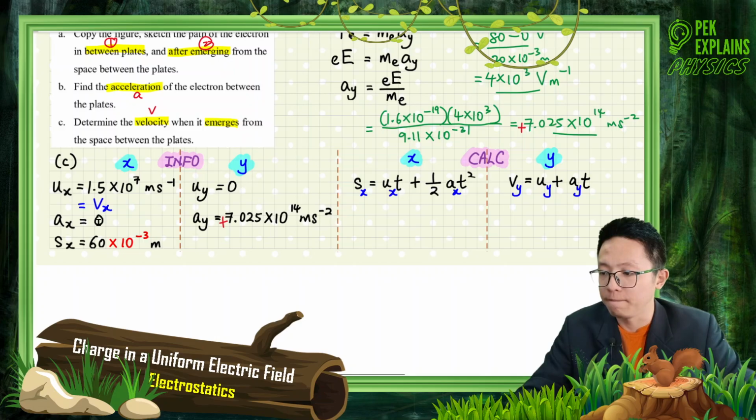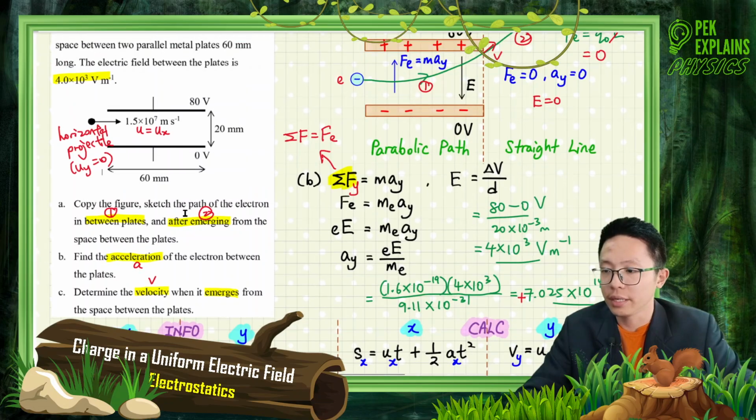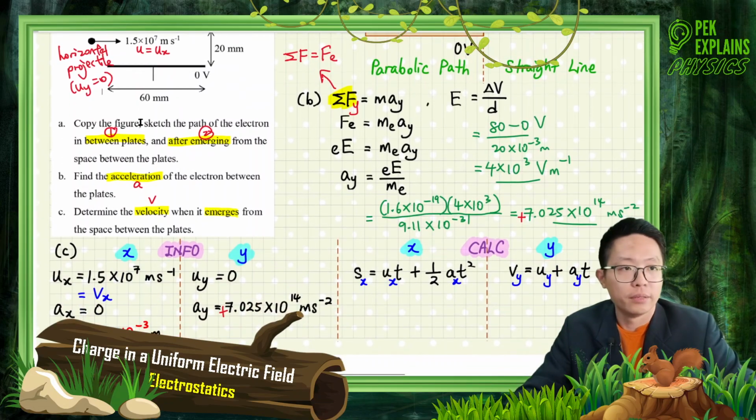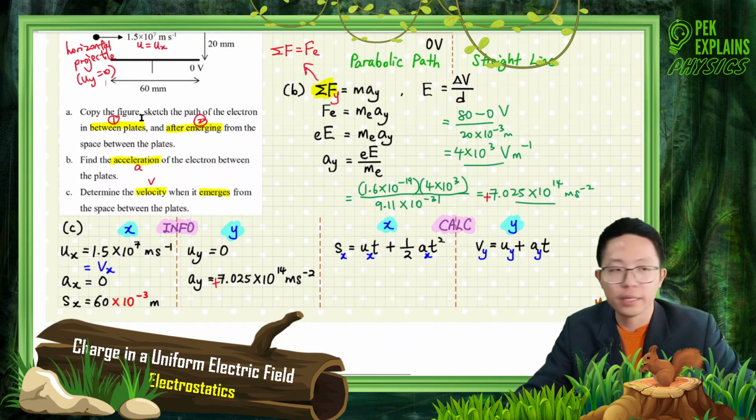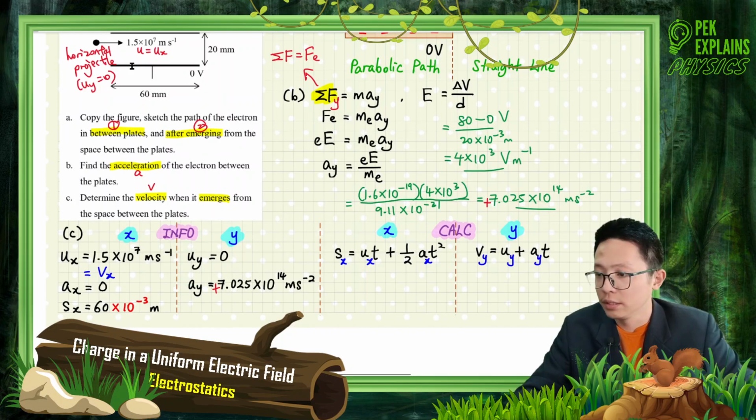So, ax, the force only in y component, so the fay. Now sx is equal to the 60 millimeter just now. Look at the diagram. See that? This is the electron travel along the plate, isn't it?